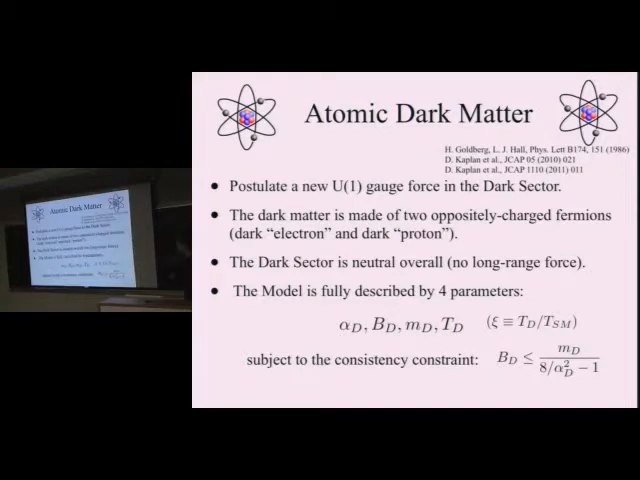You only need 4 parameters to model this: the fine structure constant, the binding energy of this bound state using electrons and protons, the mass of the dark matter, and the temperature of the dark photons, which is usually parameterized by ξ, which is the ratio of the dark sector temperature to the standard model temperature, which is basically the CMB temperature today. And these parameters are subject to this constraint, which ensures the proton mass is real, not imaginary, because B is a derived quantity.